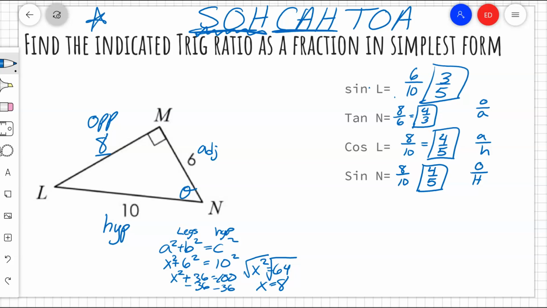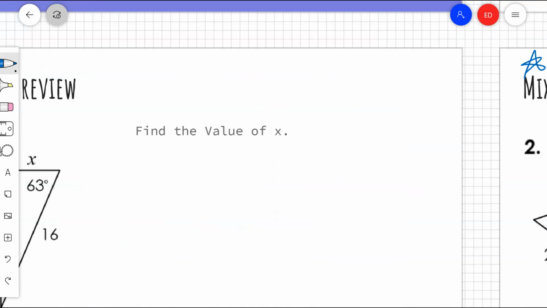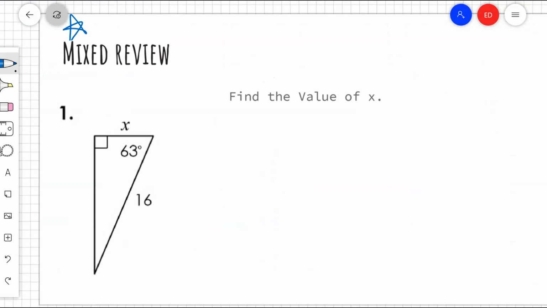All right, so there we go. We are done with our ratios for this particular problem. Let's go ahead and move on to number 1. Okay, so for number 1, we have to set it up and solve. With respect to 63, that's going to be our theta, or the angle everything's going to be set to. Let's go ahead and identify key information.